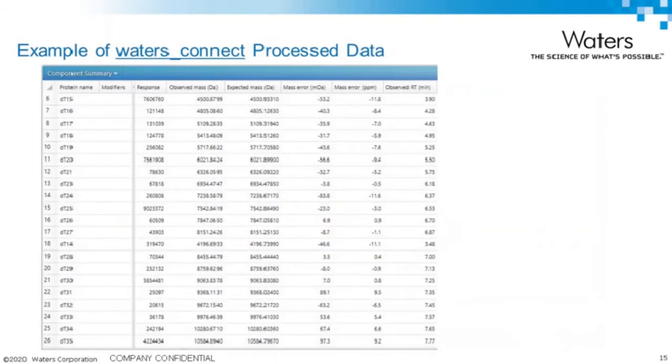The previously acquired data was processed with Waters Connect. Here I have a screenshot of the report from Waters Connect showing all the components identified in this sample. For each component, there is a response, which means UV peak area. There is an observed mass, which is obtained as the deconvolution from the ESI spectrum, which is compared with the predicted mass, or expected mass, that's based on the elemental composition, and then a mass error is calculated automatically.